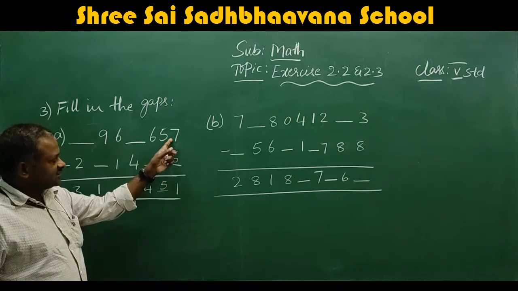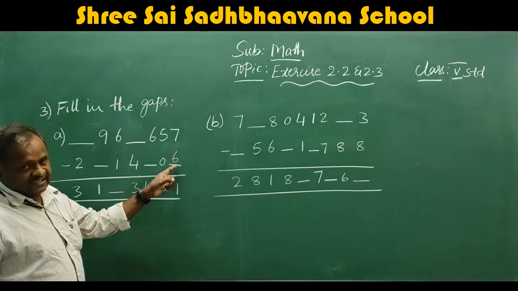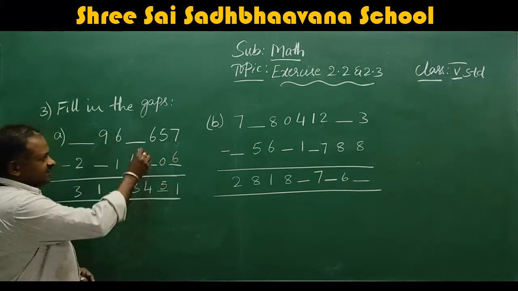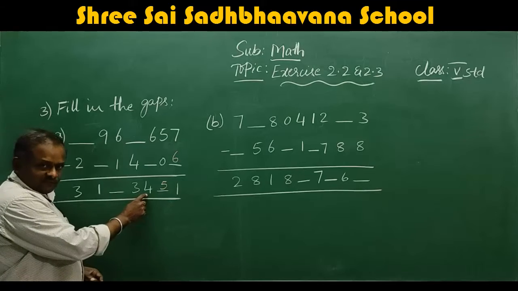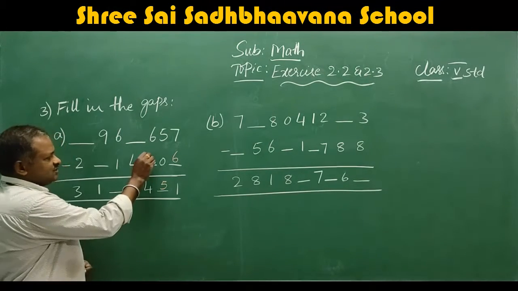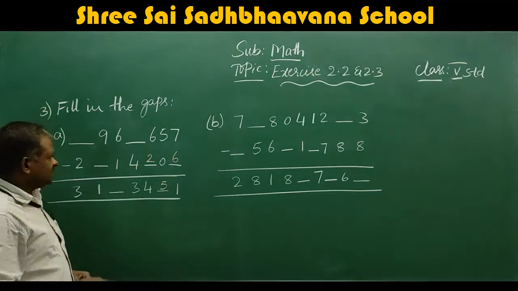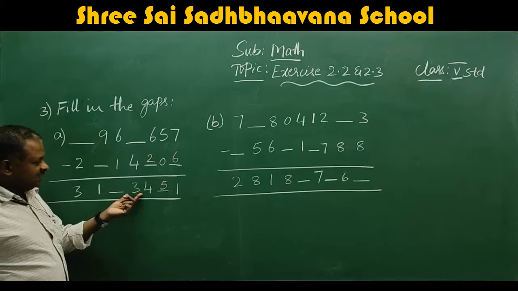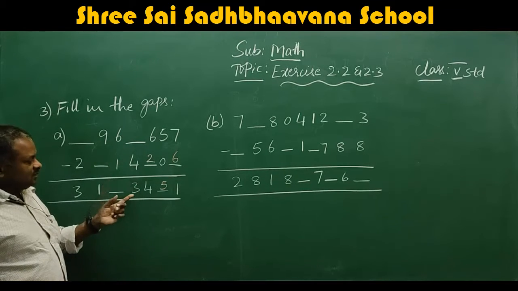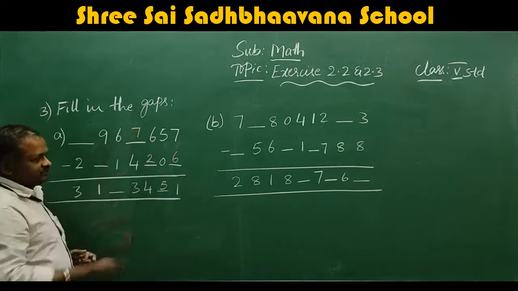Okay, here they have given 7 and 1 is the answer. So which number to be subtracted? 6. 7 minus 6, 1. 5 minus 0, 5. Here they have given 6 and the answer is 4. So how much you have to subtract? Yes, it is 2. 6 minus 2, 4. Here they have given 4 and 3. So which number should be here? 4 plus 3, 7.